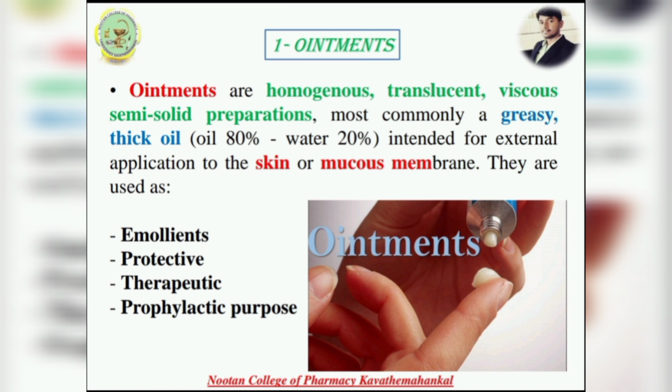The first is ointment. Ointments are homogeneous, translucent, viscous semi-solid preparations, most commonly a greasy, thick oil. Oil is 80% and water is 20%. They are intended for external application to the skin and mucous membrane.